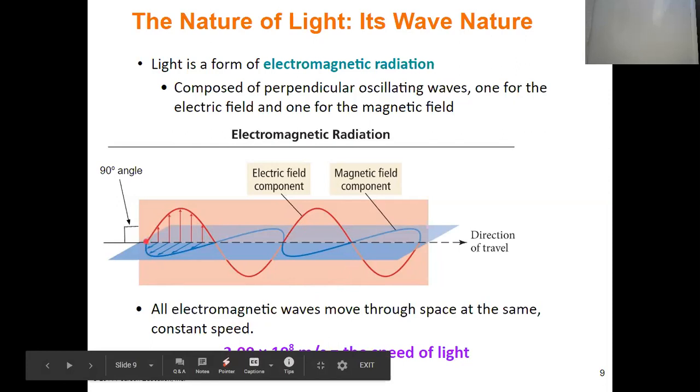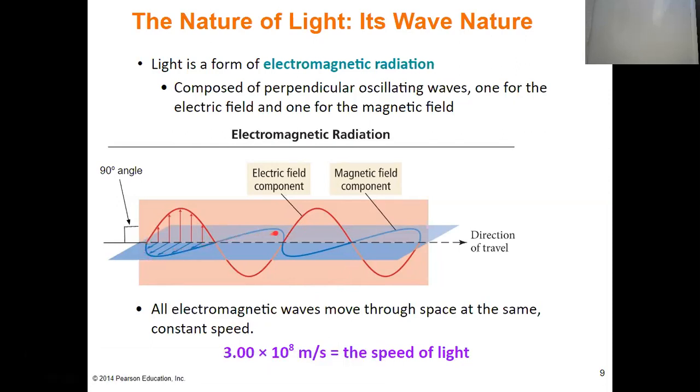So you see it operating like this, but it also has a magnetic component to it. That magnetic component also travels in wave form, but it travels at a 90-degree angle to the electric field. So that's what this phrasing up here means. It's composed of perpendicular oscillating waves. So the waves are going up and down, and the two waves are at 90 degrees from one another. One wave is the electric field, and the other wave is the magnetic field. And all of these electromagnetic waves, which is the combination of those two, move through space at the speed of light, which is 3.00 times 10 to the 8 meters per second.